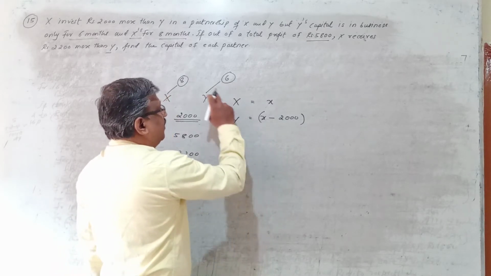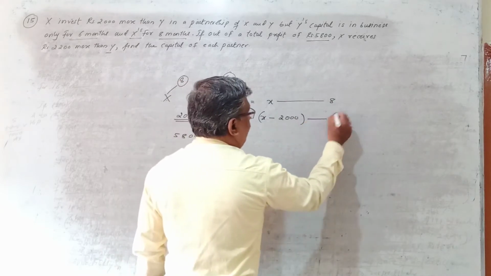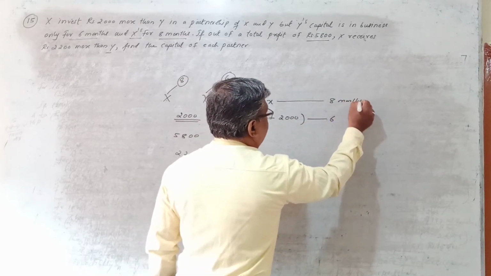Now X has invested his capital for how many months? 8 months. And Y has invested his capital for how many months? It is 6 months.